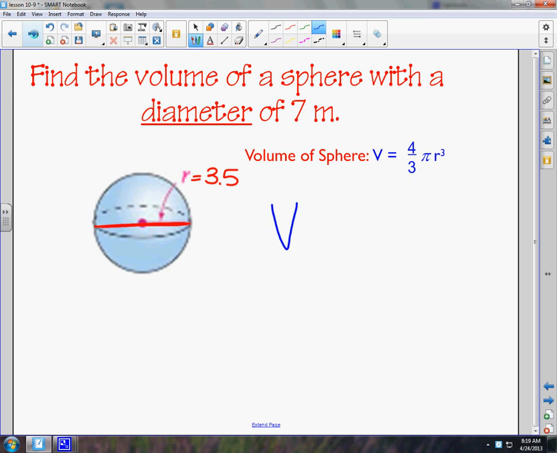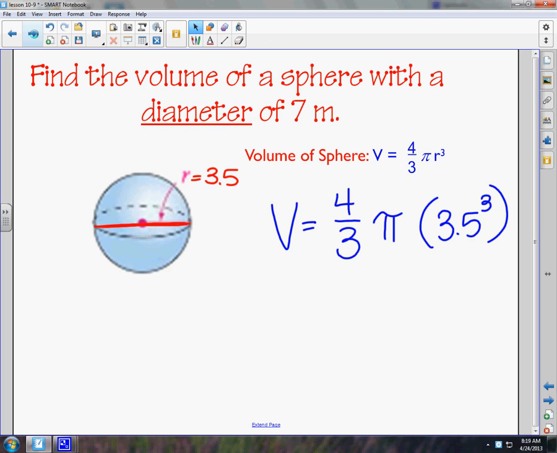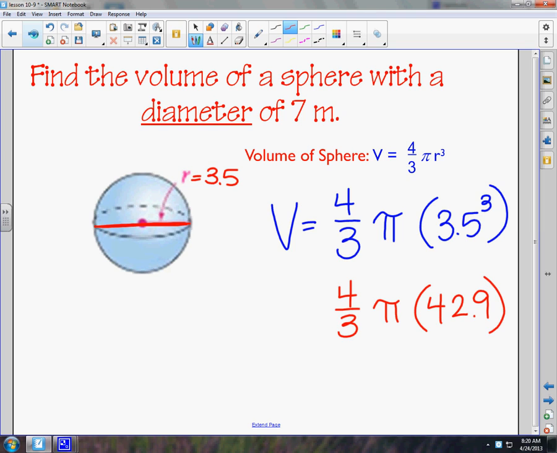Okay, so I have the volume equals 4/3 times pi times 3.5 cubed. Now, if I am going to do this properly, I'm going to do my order of operations. So I have to do parentheses first and exponents. Please excuse my dear Aunt Sally. So I'm going to do 3.5 to the 3rd power first. So then I see that it's 4/3 pi times 42.9. And then I'm going to times that by pi.